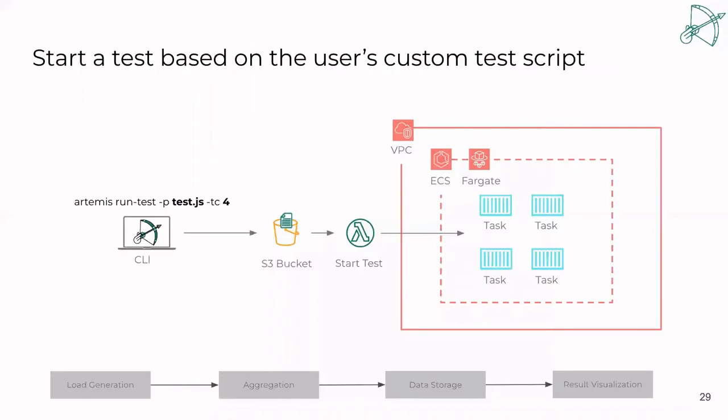Thanks, Sophie. Sophie just gave a high-level overview of Artemis's architecture and how to deploy it. Now we'll take a look at how to start a test, our load testing tool of choice, and scaling load generation. Using the Artemis CLI, the user provides two inputs, the local file path to the test script and the number of load testing containers to spin up. The start command, Artemis run test, triggers the script to be uploaded to an S3 bucket and invokes a Lambda function to spin up the total number of load testing containers specified by the user.